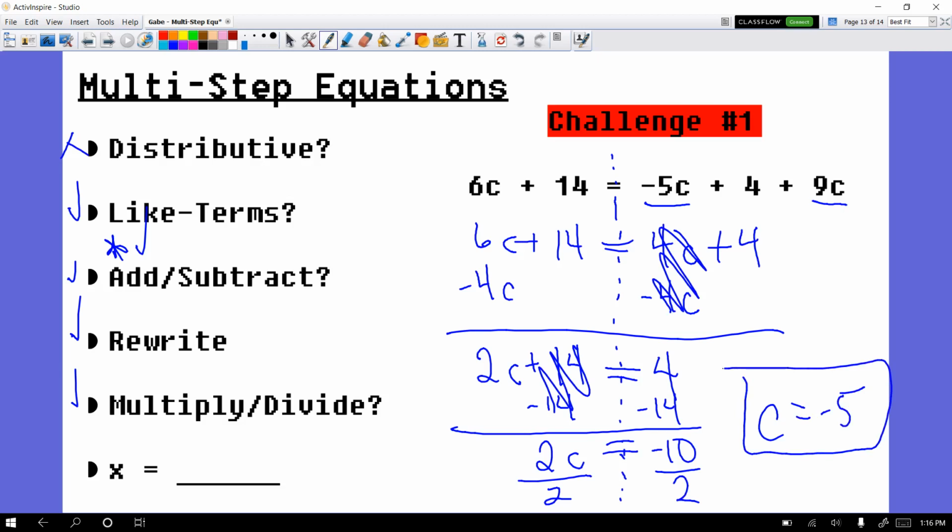Now, I mean, I'll go through and substitute it back in. So 6 times negative 5 is negative 30 plus 14 would be negative 16. Negative 5 times negative 5 is 25, plus 4 is 29. Oh, wait, no. Negative 5c is negative 25, plus 4 is negative 21, plus 9 times negative 5. Yeah, there we go. Because 9 times negative 5 is negative 45. Negative 21 plus negative... That gives negative 16.